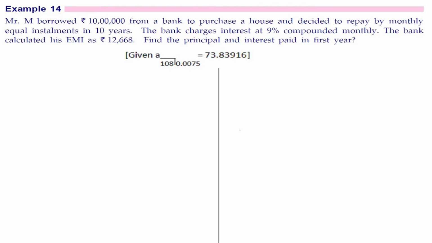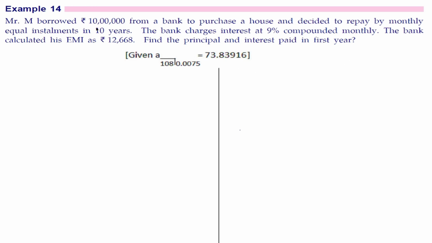Now we have studied one formula to find the principal outstanding at the beginning of kth period. Now we have taken this example question where we can use that formula and find some values. This is from the CBSE Handbook. Mr. M borrowed rupees 10 lakh from a bank to purchase a house and decided to repay by monthly equal installments in 10 years. The bank charges interest at 9% compounded monthly. The bank calculated his EMI as rupees 12,668. Find the principal and interest paid in the first year.